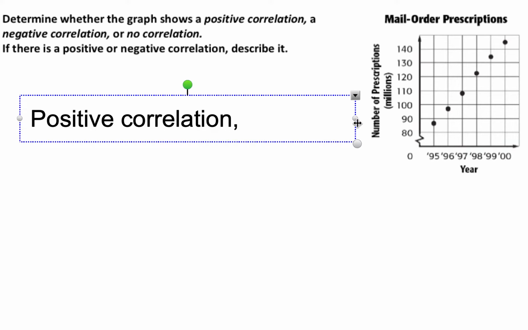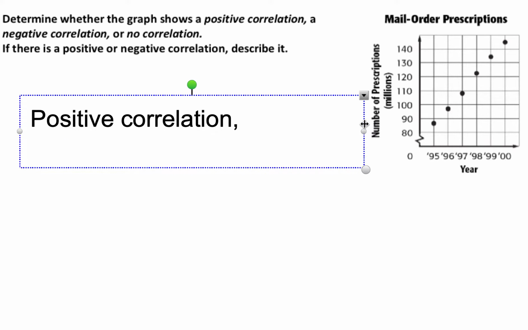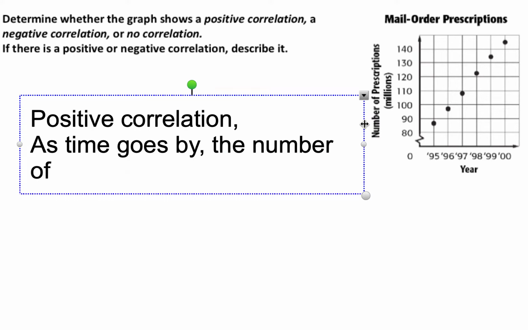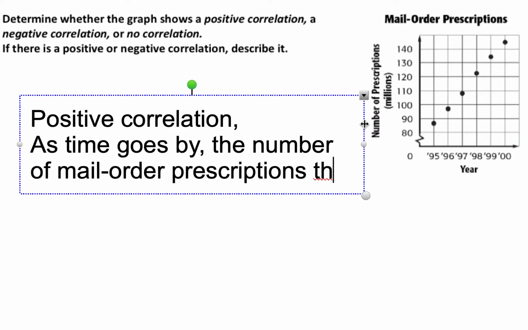Okay, let's further describe it. It looks like as x increases, but x is the year, as the year increases, well, as time goes by, the number of mail order prescriptions tends to increase.